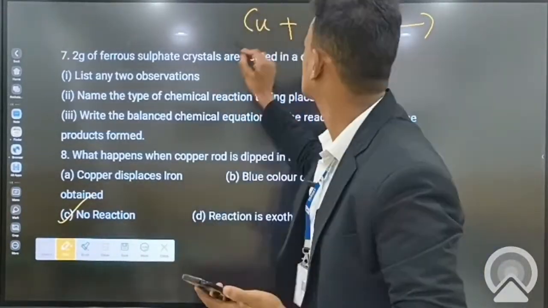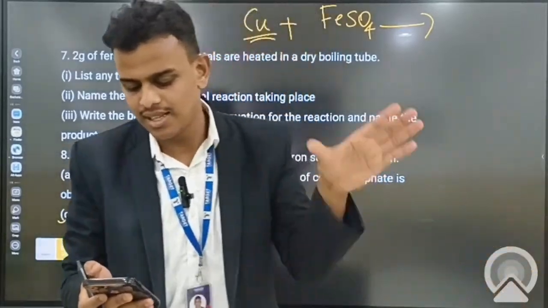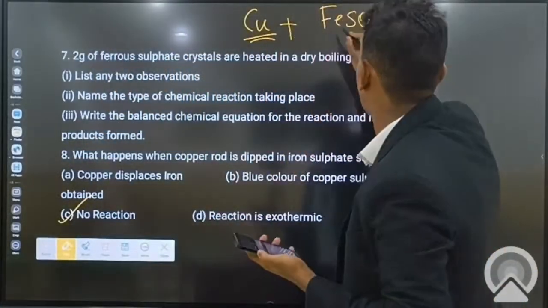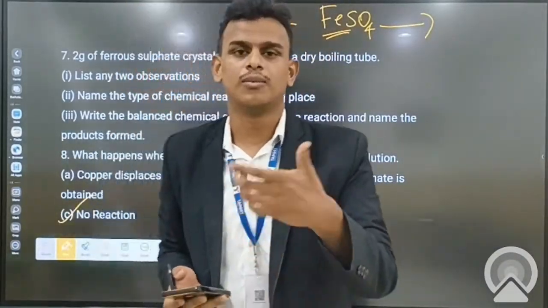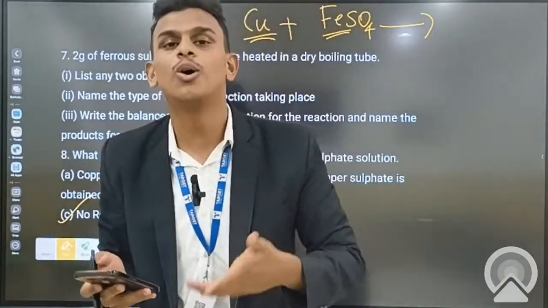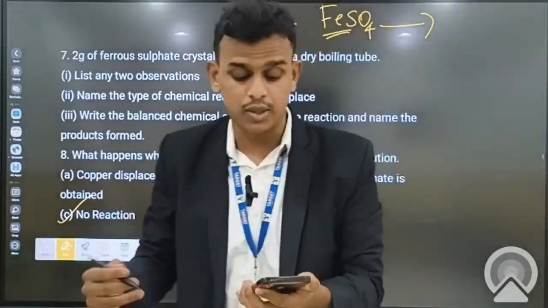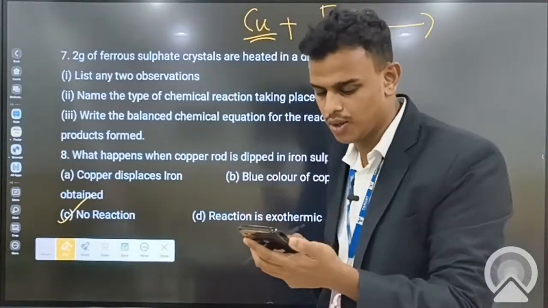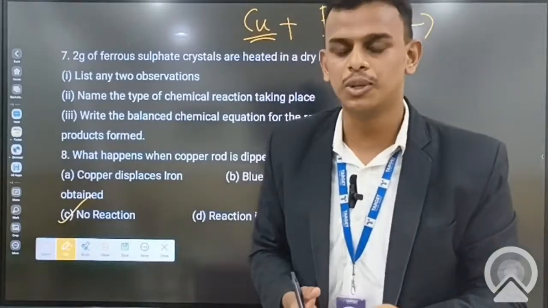Why? Because copper is very unreactive, meaning copper is a very less reactive metal. This copper is very less reactive, and iron is more reactive than copper. Gold is also less reactive. You know that, and iron is more reactive compared to copper. Yeah, correct. No reaction is the correct answer. Okay, good.